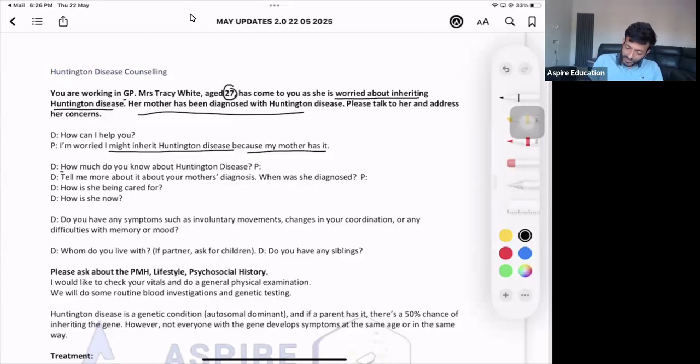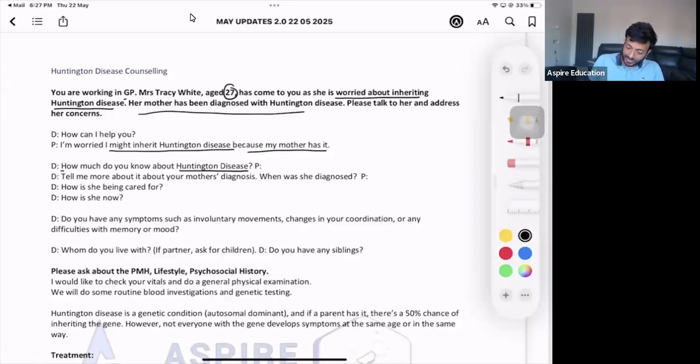How much does this patient know about Huntington's disease? How much do you know? Because your mother has been diagnosed, so how much do you know about it? The thing is, we'll get an idea of what this patient's understanding is. If the patient knows half of it, I will give only half of the information. If the patient doesn't know anything, then I have to give a lot of information to my patient. So it always makes sense to assess the knowledge of your patient.